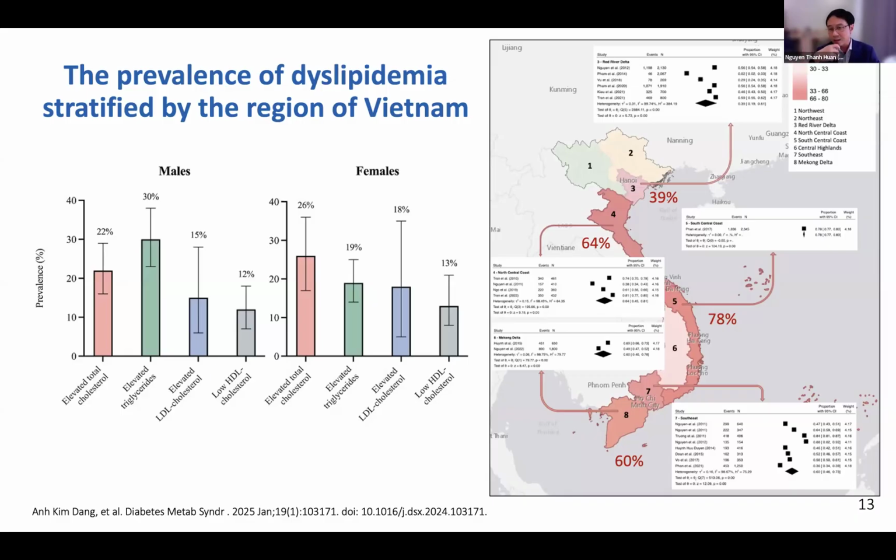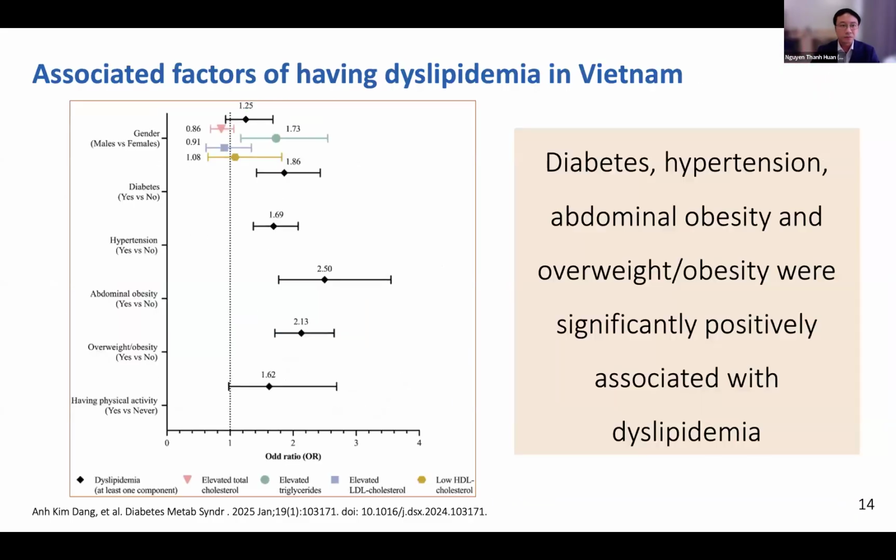And you can see here, Central Vietnam has the highest prevalence of dyslipidemia at 78%. Among men, elevated triglycerides, followed by elevated total cholesterol and LDL cholesterol, were the most prevalent. Among women, elevated cholesterol, followed by elevated triglycerides and LDL cholesterol, were the most prevalent. So you can see the picture of dyslipidemia in my country, Vietnam.